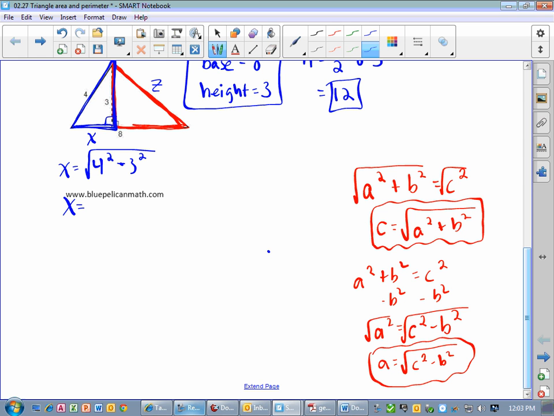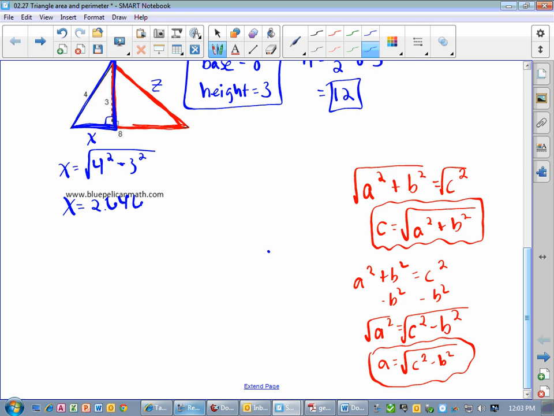So we do the square root of 4 squared minus 3 squared, which is equal to, and this is where the calculator comes in really handy, 16 take away 9, which is 7. Square root of 7 on the calculator gives 2.6457. So we get 2.646. So this length right here is 2.646.